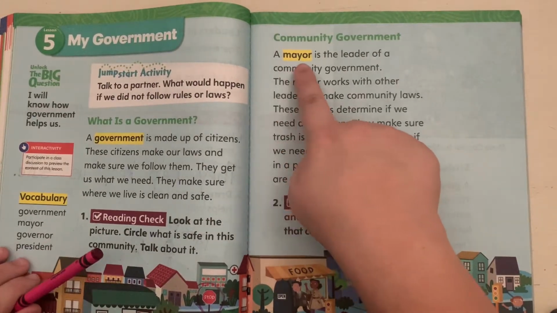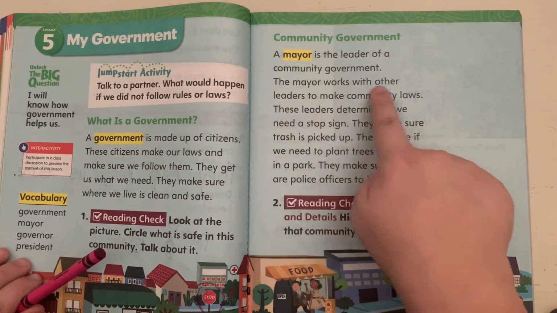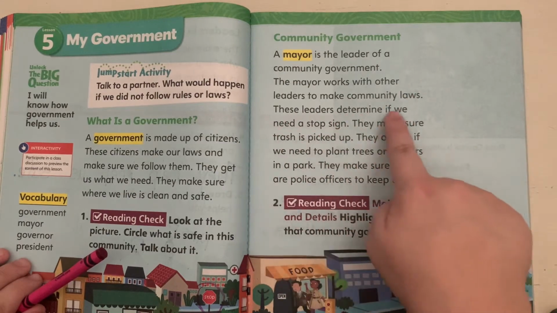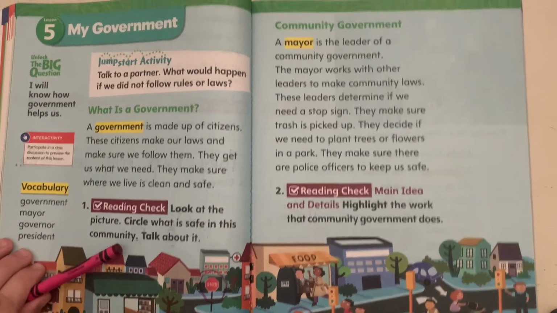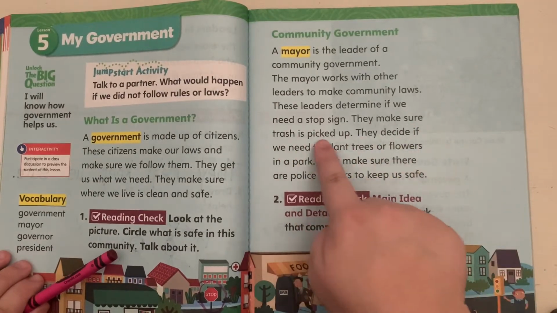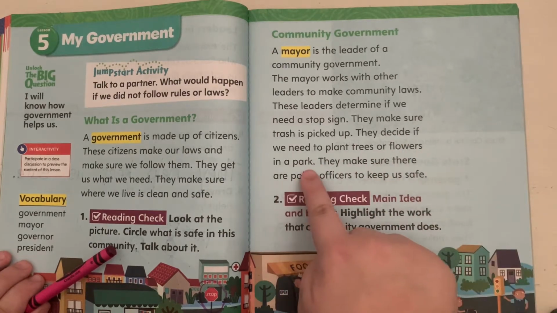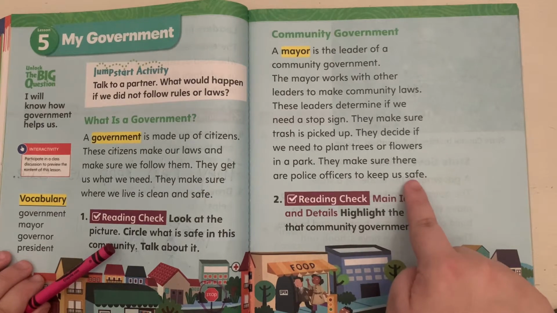A mayor is the leader of a community government. The mayor works with other leaders to make community laws. These leaders determine if we need a stop sign. That's one of the safe things that we circled. They make sure trash is picked up. They decide if we need to plant trees or flowers in a park. They make sure there are police officers to keep us safe.